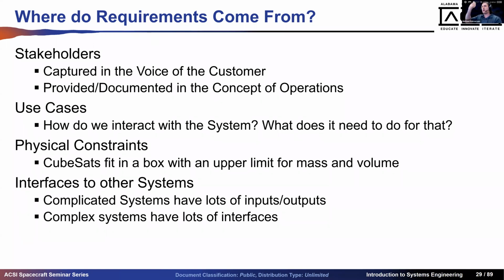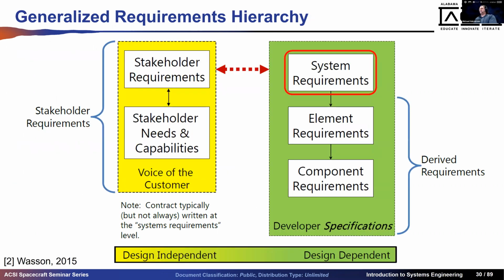So again, your complex system has lots of interfaces. Your complicated system has lots of inputs and outputs. These can all result in requirements. Here's a visualization from Wasson about where requirements come from. So again, we're going to start with the I want statements, the stakeholder needs and capabilities in that voice of the customer, which is I want this.